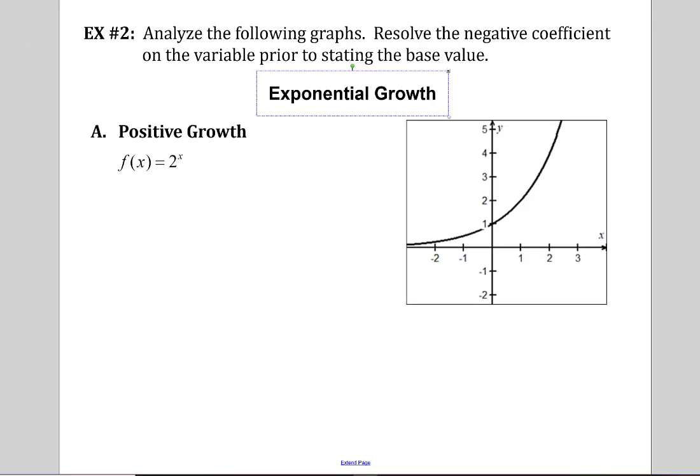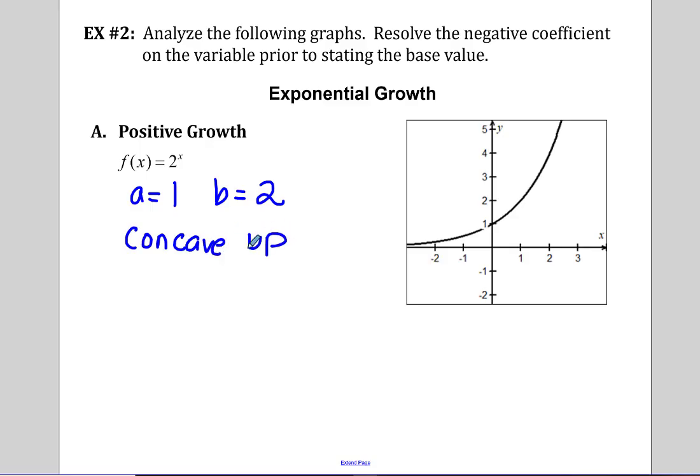So let's look at those types of graph. This is an example of positive growth. My A value is positive, and my base is bigger than 1. The graph is concave up. The graph is increasing as we go to the right. As x goes right, y goes up. So it's an increasing graph or an increasing function.